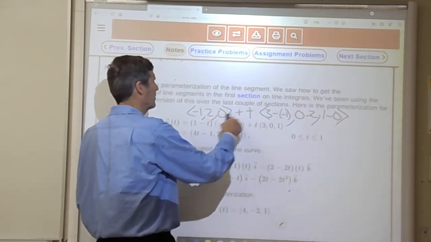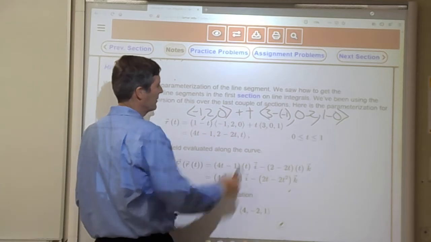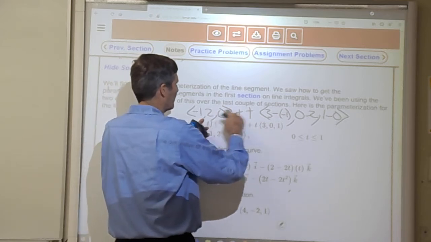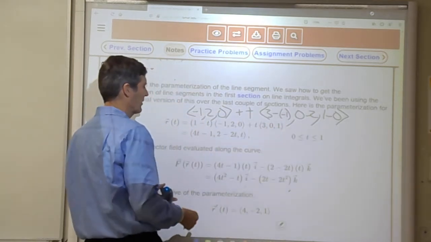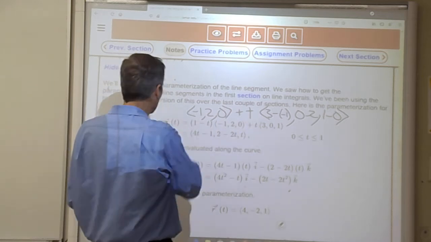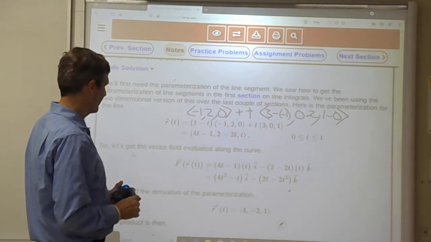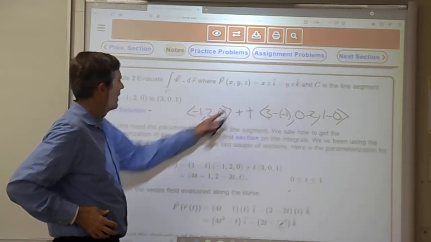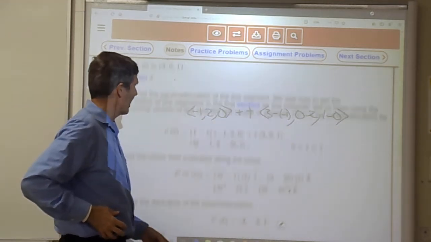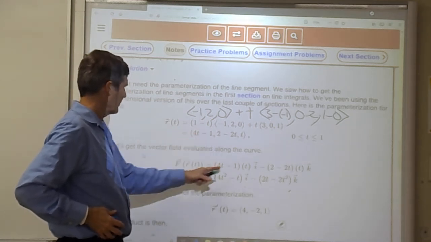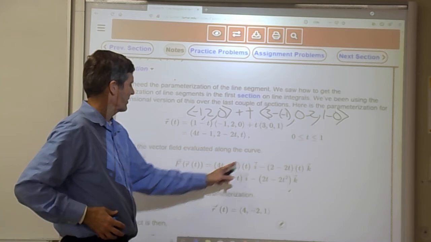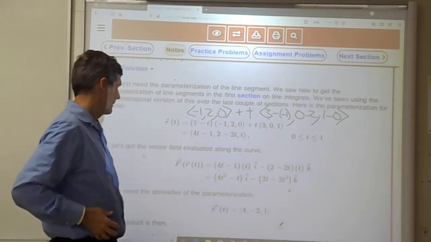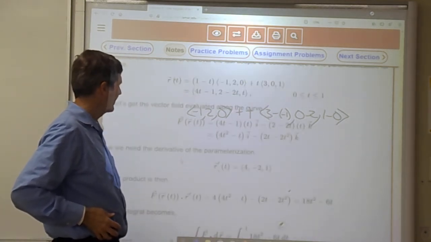So take the first point plus t times the difference between the points, and that will run when t equals 0, you get the first point. When t equals 1, you get first point plus second minus the first, you get the second point. So here's the parametric path for the line segment. Now I take the force, which was xz i minus yz k, and put in 4t minus 1 for x, t for z, and get the force vector along the path at any value of t.